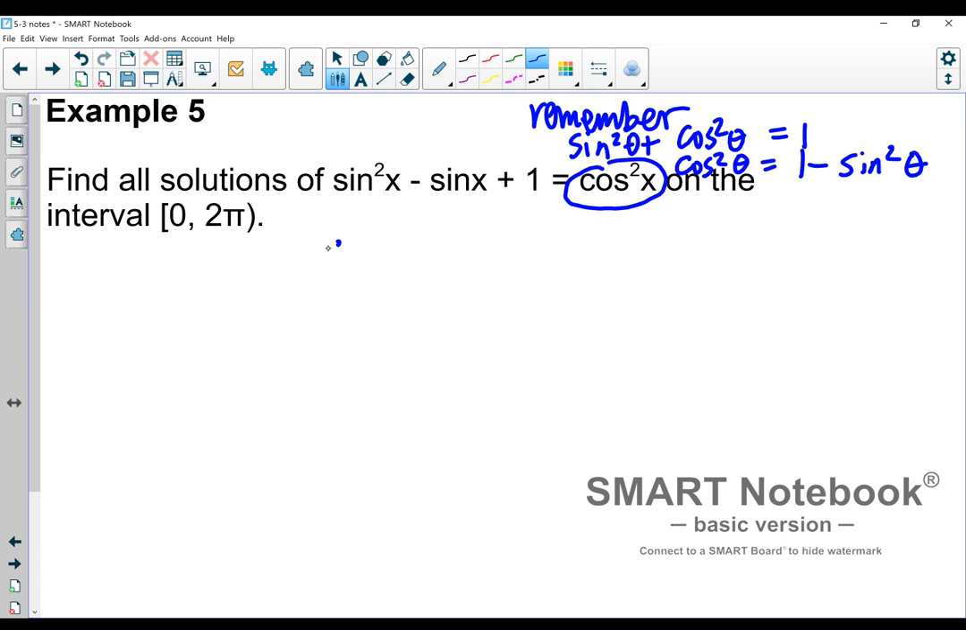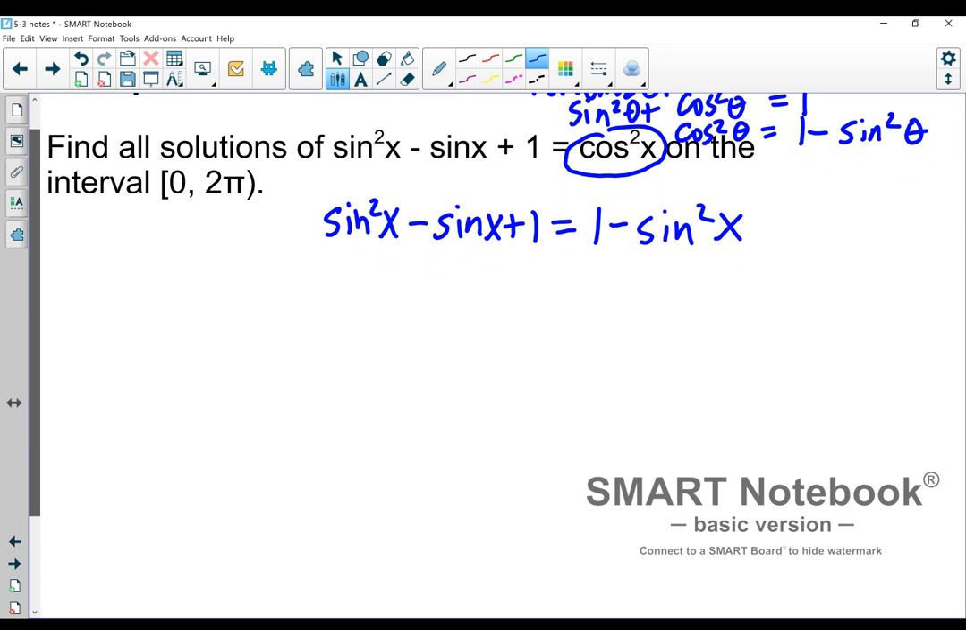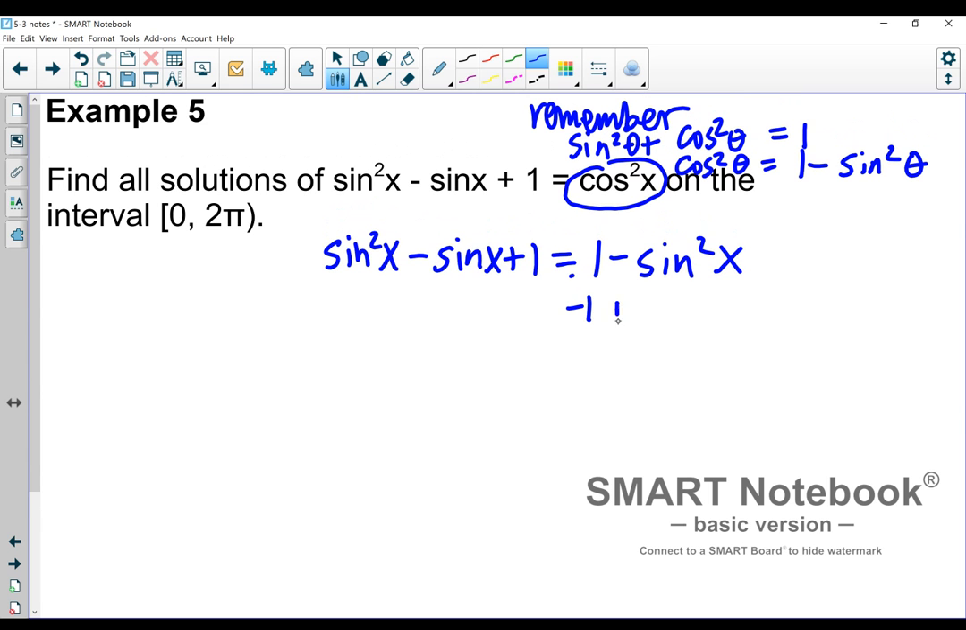So now I have sine squared x minus sine x plus 1. And instead of cosine squared x, I have 1 minus sine squared x. So I need to get everything on one side, probably do some factoring here. So we're going to subtract 1 and add sine squared x. And I don't have to show this work, but again, when we do steps like this, I find it's just helpful.